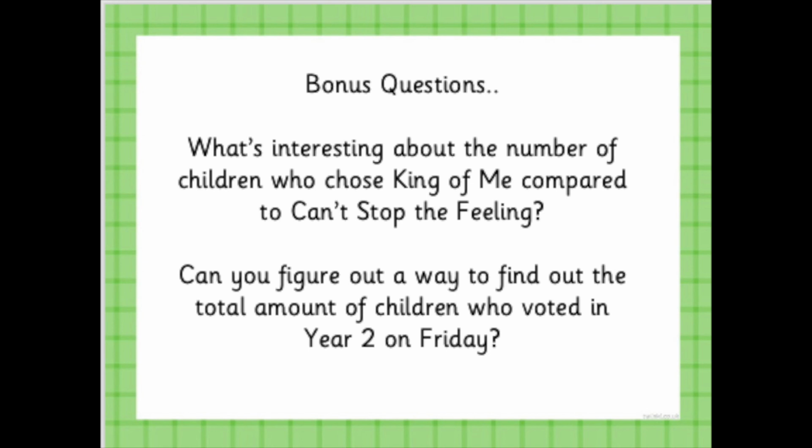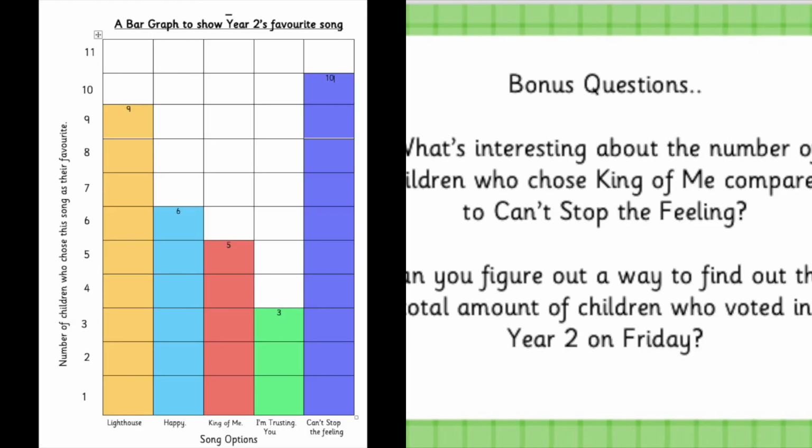Okay, so your first bonus question is, what's interesting about the number of children who chose King of Me compared to Can't Stop the Feeling? Now there's a few answers to this that probably could be right, but count how many people chose King of Me. Okay, I think that was 5, and I think Can't Stop the Feeling was 10. Is there anything interesting between the numbers 5 and 10? Anything they have in common? Any connections? Any patterns?